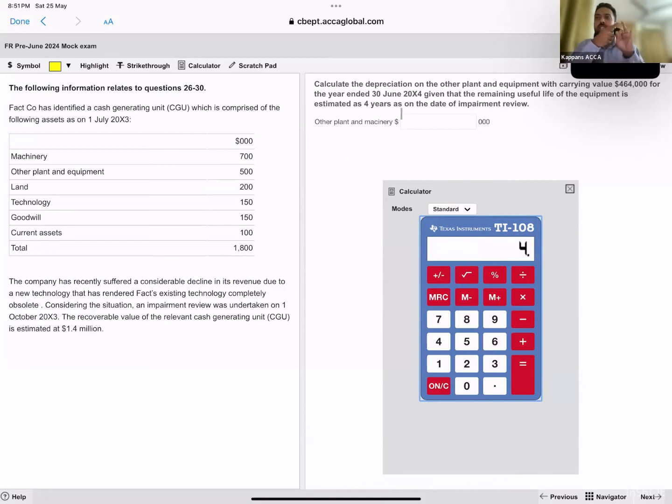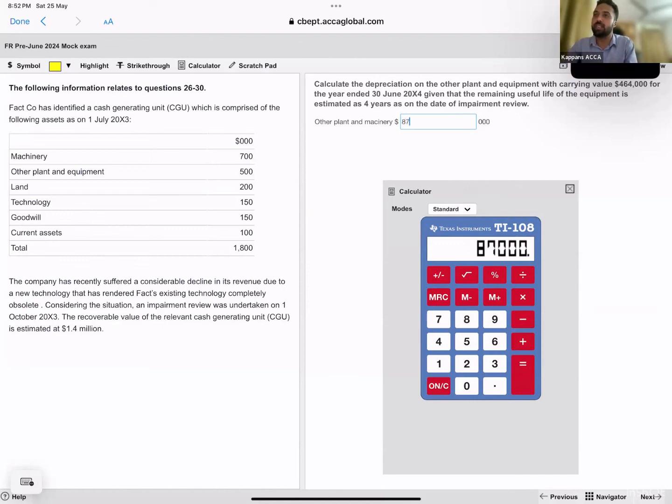So October, November, December, January, February, and March, April, May, June, 9 months. So multiplied by 9 by 12, that is equal to 87,000 is the depreciation of other plant and equipment.